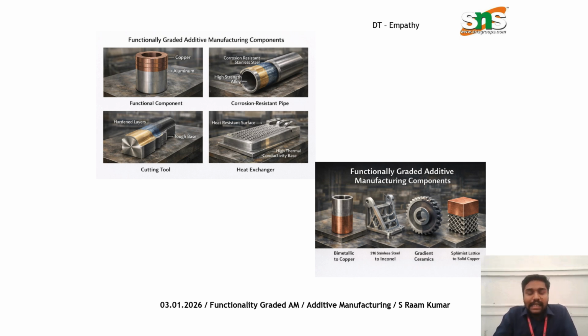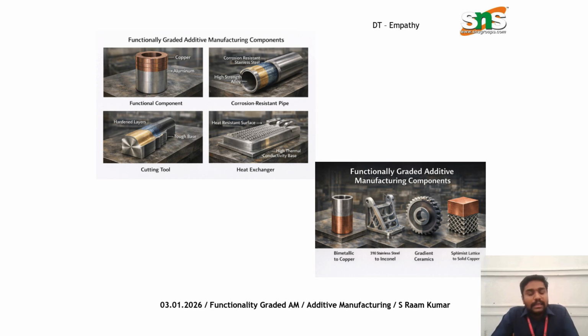The second one will be based on DT empathy. This is the first stage where we discuss how additive manufacturing helps functionally graded manufacturing of components with the help of several materials. In the picture, we can identify that copper and aluminum possess two properties: copper has corrosion resistance, and the other alloy has high strength. So in order to produce a cutting tool, the first layer has to be hardened, the second layer has to be tough, the third layer has to be brittle.